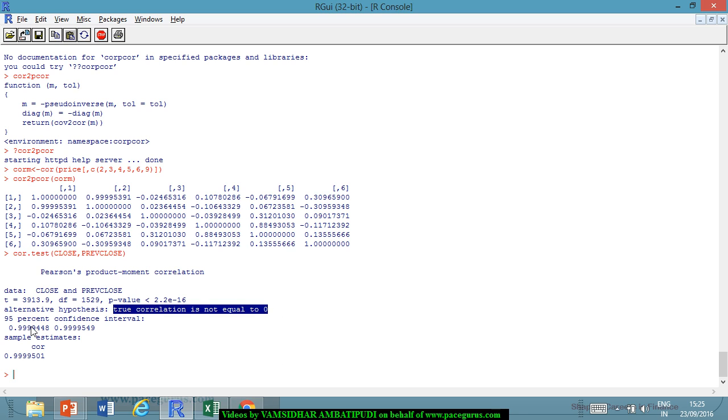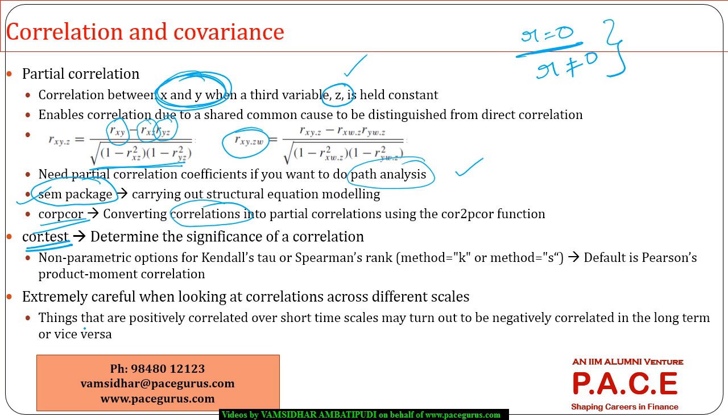It is much, much different from 0. And even a 95% confidence interval is saying that it is anywhere from 99.994% to 99.995%. That's the kind of an interval in which the correlation is bound to lie. And because the zero is not present in this 95% confidence interval, even there I can reject the null hypothesis and I can very well go with my alternate hypothesis itself. So the correlation test is significant, finding out the significance of a correlation.